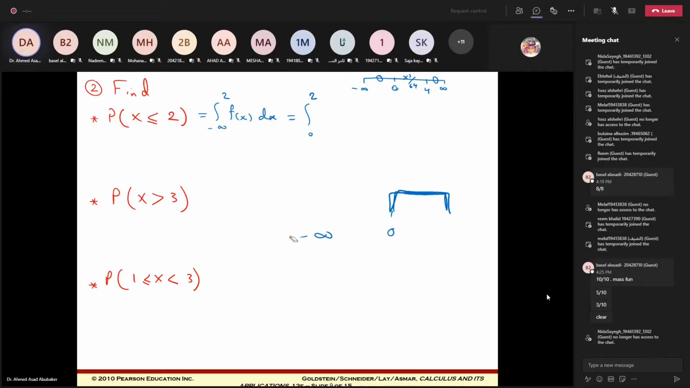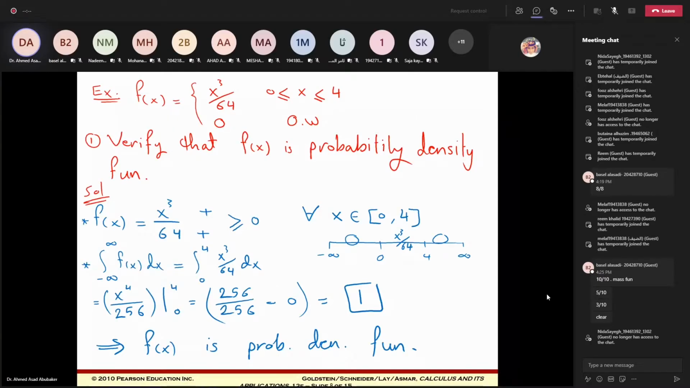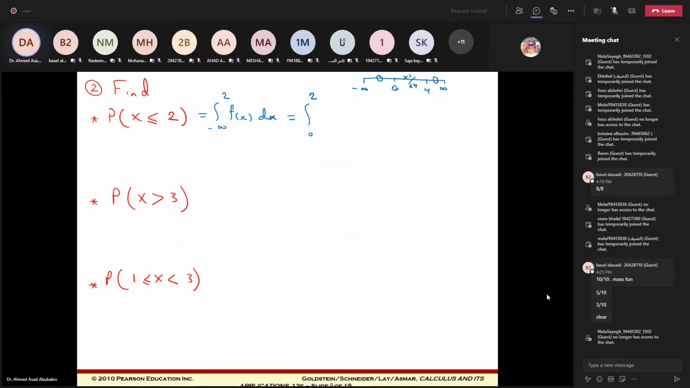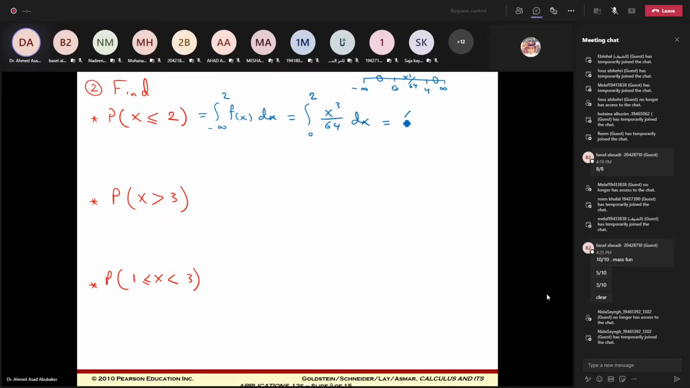Okay. Now, what's the value of the function? x to the power 3 over 64, after the integral x to the power 4 over 256, and substitute 2 and 0. Now substitute 2, we have 16 over 256, substitute 0, 0, so the probability is 16 over 256.